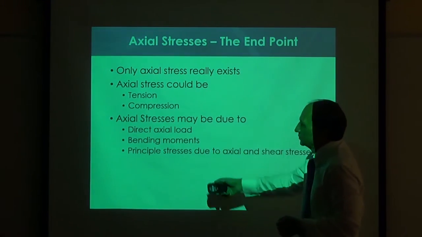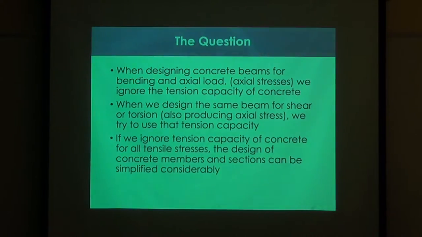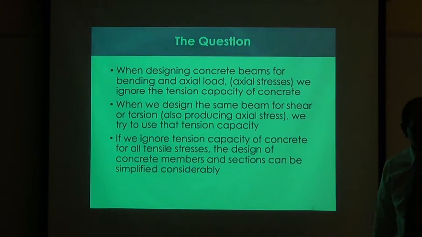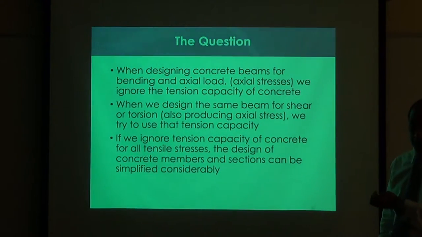So based on that, we can simply, step by step, converge to our solution. So the question is, when designing concrete beams for bending, last time I also already asked this question, we ignore the tension in concrete, but when designing for shear, we try to account for Vc with all the equations. But if we ignore Vc, then it's too simple. It's very nice, because only steel is left to take the shear, only steel is left to take the tension. So the problem becomes very simple. And that's exactly what we are going to do now.